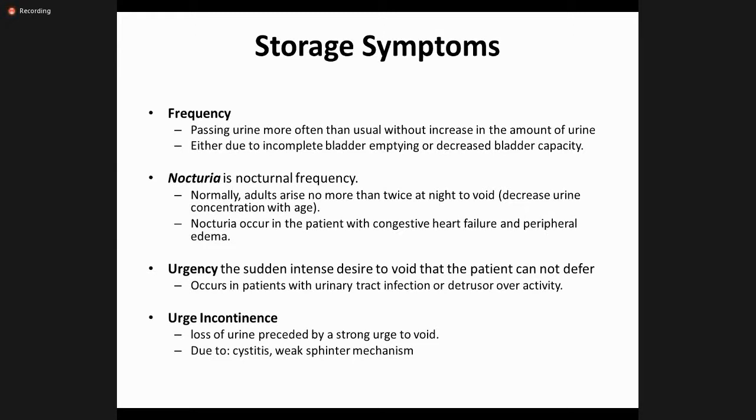Now coming to urgent incontinence. This is a loss of urine preceded by a strong urge to void. It can be due to cystitis or a weak sphincter mechanism. What do you mean by weak sphincter mechanism? There is an external urethral sphincter and an internal urethral sphincter. If the sphincter is weak, the patient will complain of urgent incontinence.